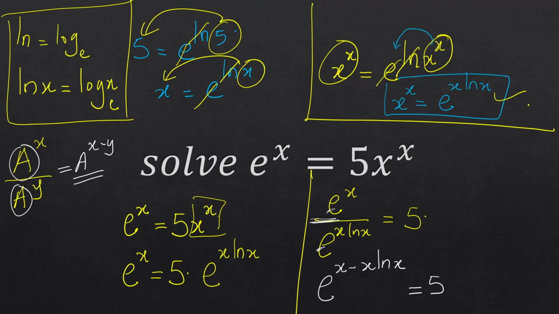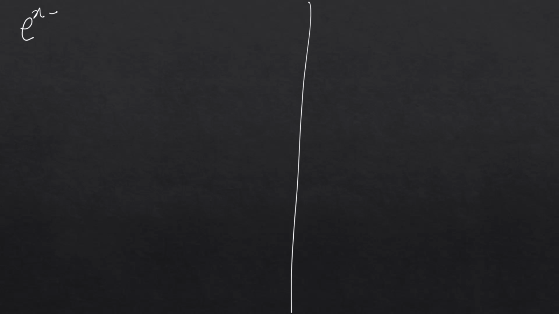Let's go to the next slide. This is what I have before I continue: e raised to power x minus x ln x is equal to 5. The next thing I'm going to do is to factor out the values of x here. So I'm going to have e raised to power x bracket 1 minus ln x, which is equal to 5. So this particular x and this x are factored out.